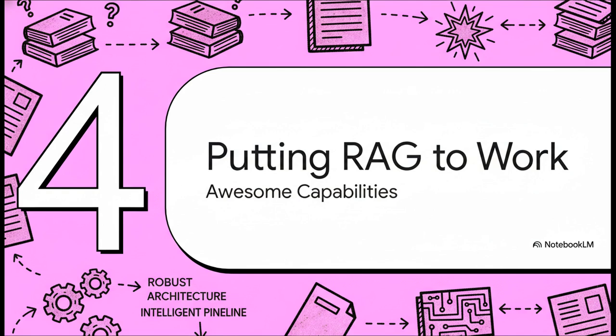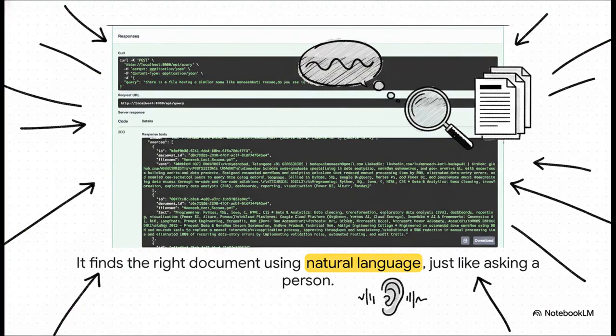So we have this incredible architecture and this super intelligent pipeline. But what can you actually do with it? Let's take a look at some of the awesome capabilities that come out of this. Okay, check this out. The person asks, "Is there a file having a similar name like Manish Cody resume?" Do you see it? That's not a command. It's how a person talks. And the system just gets it. It understands the casual language and finds the right file.